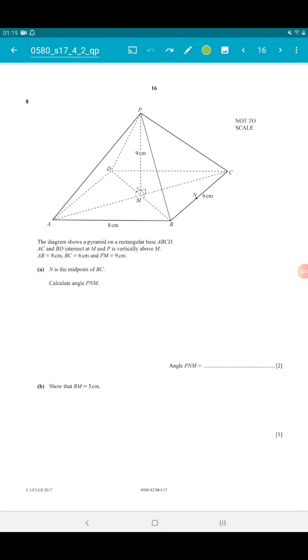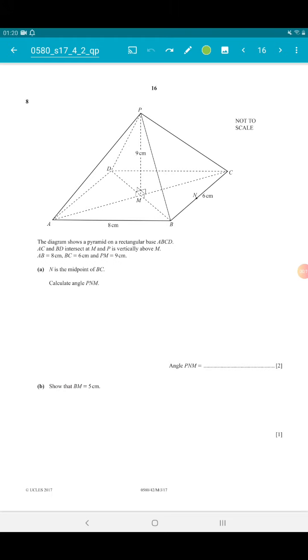Hello everybody, this is a trigonometry question from past papers, 2017 May-June exam, variant 2, question number 8, page 16.